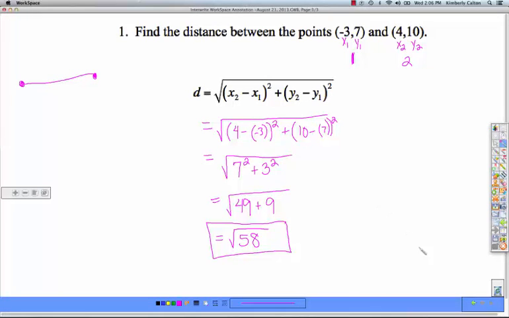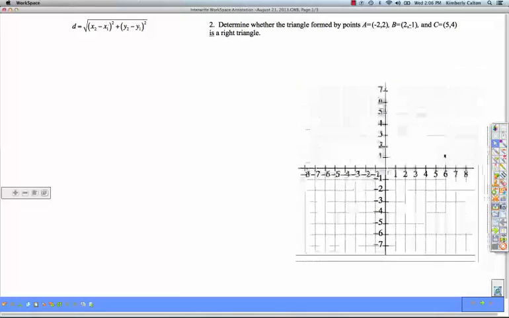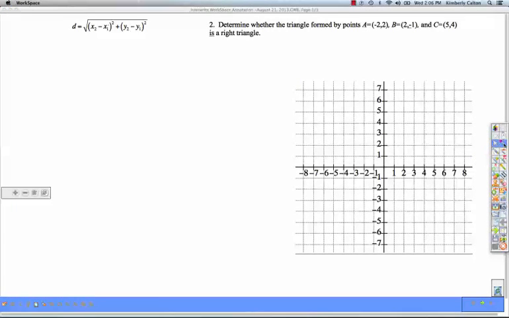Now we're going to go to the second problem that we looked at. The second problem says, determine whether the triangle formed by the points A, B, and C is a right triangle. Well, the first thing we need to do is graph it. So we're going to graph our points. So point A is negative 2, so we're always going to do the x-axis first, followed by the y-axis. Please make a special note that the point 0, 0 is the origin. So first thing we're going to find is negative 2. So we're going to go negative 2 in the x direction and then 2 up.